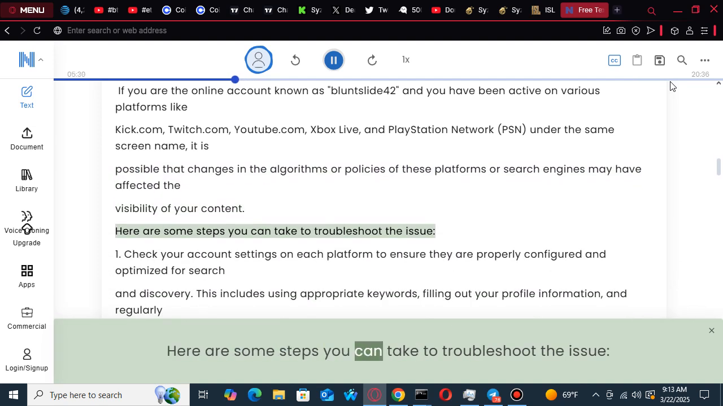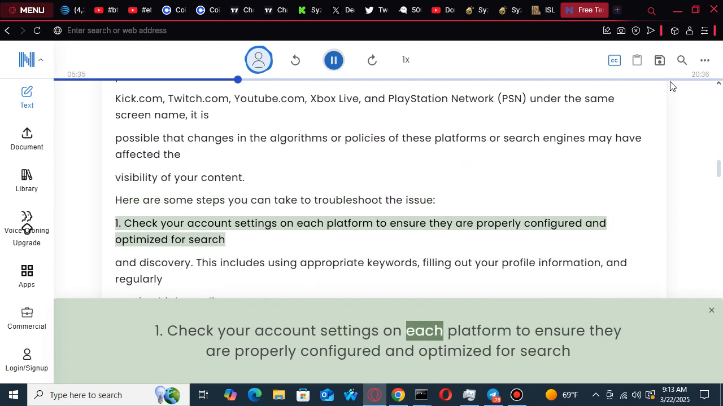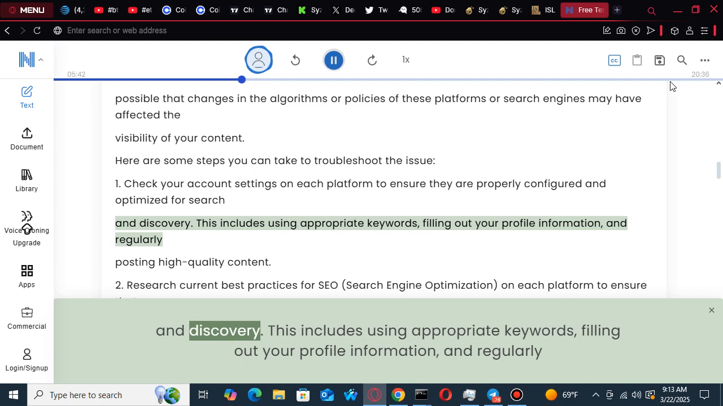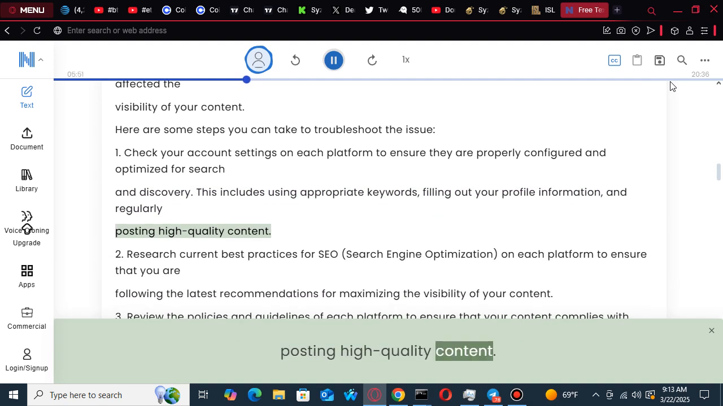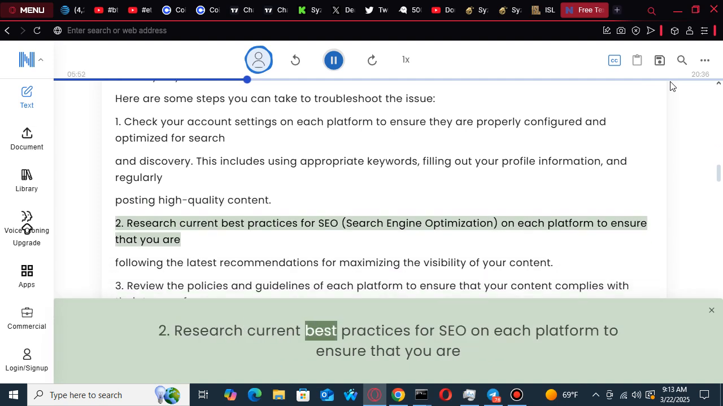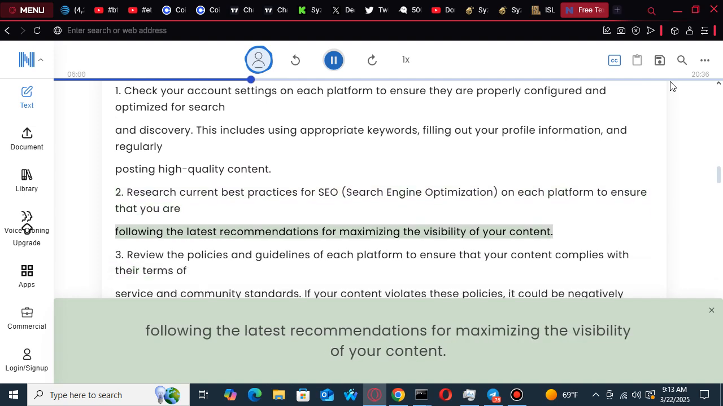Here are some steps you can take to troubleshoot the issue. 1. Check your account settings on each platform to ensure they are properly configured and optimized for search and discovery. This includes using appropriate keywords, filling out your profile information, and regularly posting high-quality content. 2. Research current best practices for SEO on each platform to ensure that you are following the latest recommendations for maximizing the visibility of your content.